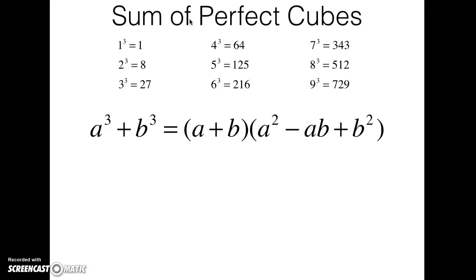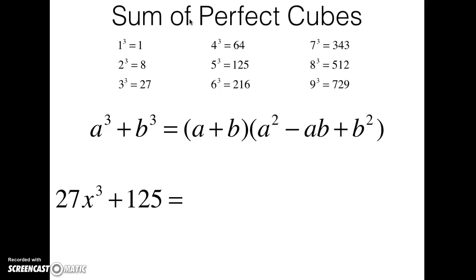There's a pattern for a sum of perfect cubes. For a sum of perfect cubes, if we have a cubed plus b cubed, we can break it down into factored form of a plus b times a squared minus a times b plus b squared. Notice how the signs have flip-flopped in this situation.